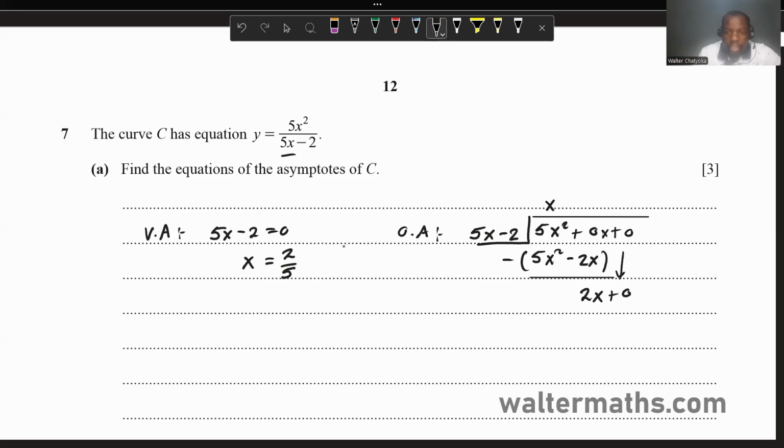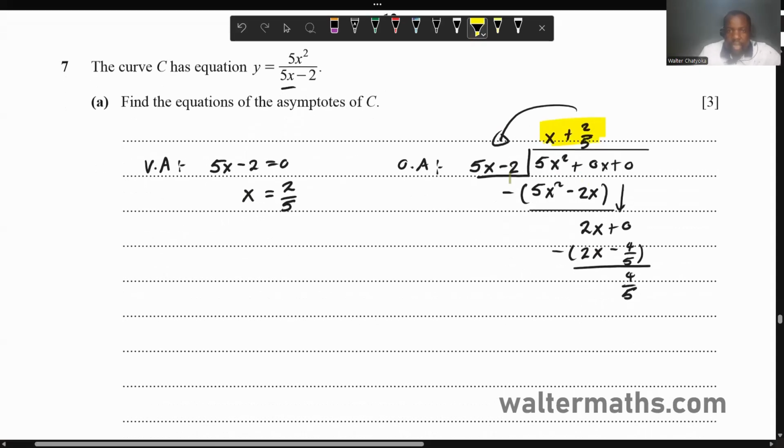So we divide 2x by 5x to get 2/5. 2/5 times this would give us 2x minus 4/5, and we will subtract, the remainder is 4/5, right? But what we want is the quotient, x plus 2/5. So therefore, the oblique asymptote is y is equal to x plus 2/5. So we have two asymptotes, this and this.